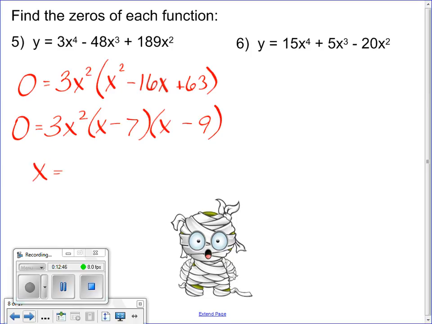X equals... how many answers should this problem have? 4. Look at the original problem. It's x to the 4th. How many answers do you have? We have 3. 0, 7, and 9. Where's the other one?